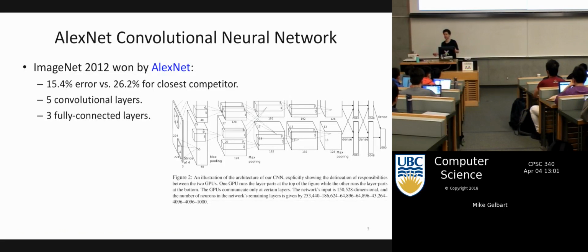And back in 2012, this was the thing that sort of blew up the field in a sense, or reinvigorated the field, because this network got really good performance on some image classification tasks. As you can see, the next competitor was not even close.